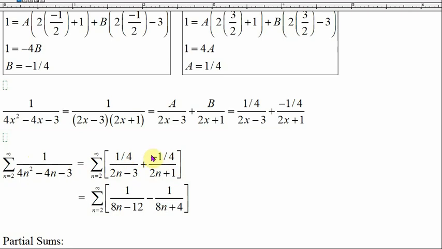To get rid of the fractions, we can multiply the top and the bottom by 4. Multiply by 4, we get 1. Multiply by 4, we get 8n minus 12. Multiply by 4, we get 1. Multiply by 4, we get 8n plus 4. And now let's form some partial sums.